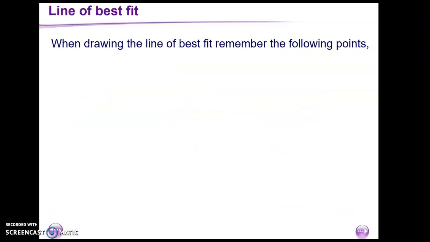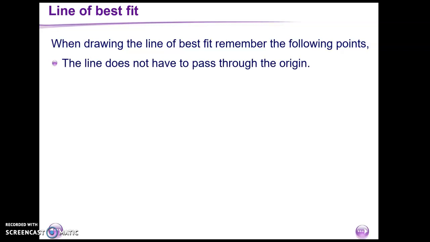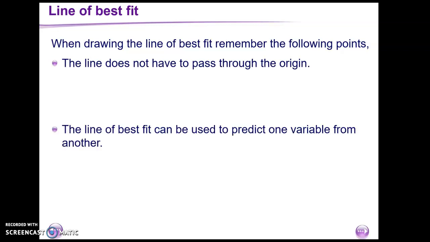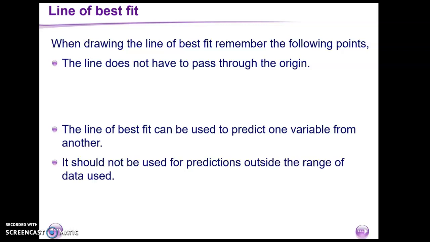When drawing a line of best fit, remember the following points. It does not have to pass through the origin. The line of best fit can be used to predict one variable from another, and when we do that, we always need to make sure that the predictions are not outside of the range of the data used. I'm going to show you some examples.